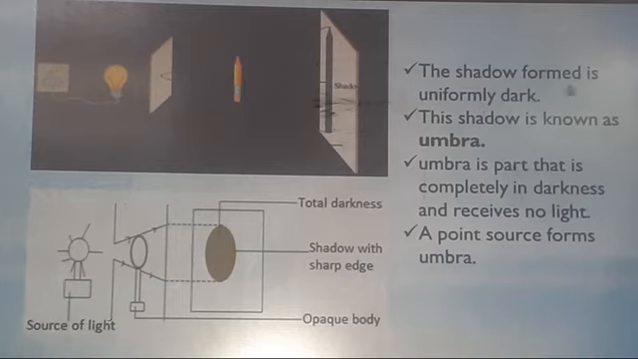The shadow formed is uniformly dark, as you can see on the screen. This shadow is known as umbra. The umbra is the part that is completely in darkness and receives no light. A point source forms umbra. Therefore, this is a very simple demonstration to show the formation of the shadow given the light, the object, the screen and a point source.